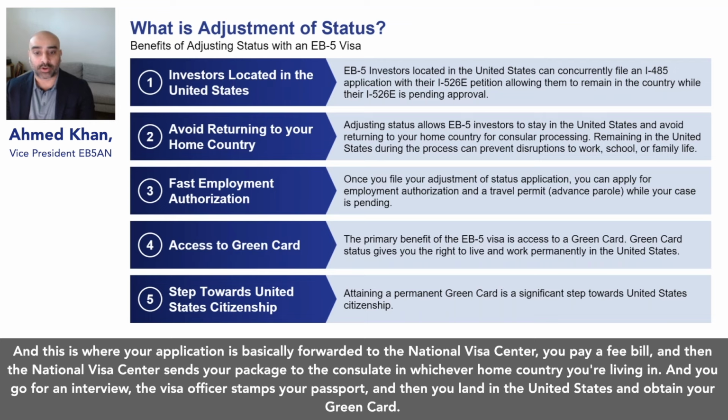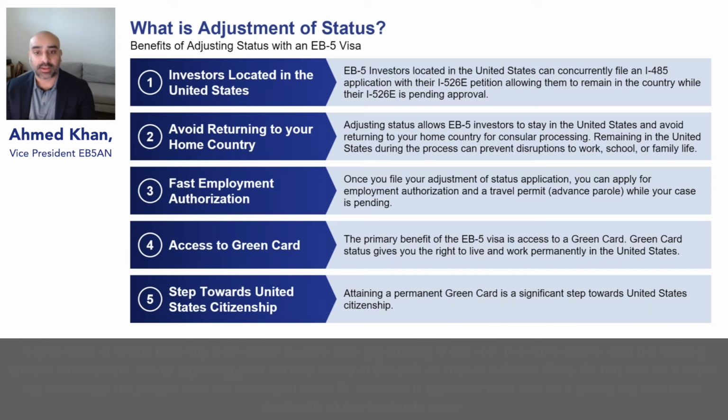And this is where your application is basically forwarded to the National Visa Center. You pay a fee bill, and then the National Visa Center sends your package to the consulate in whichever home country you're living in, and you go for an interview. The visa officer stamps your passport, and then you land in the United States and obtain your green card.